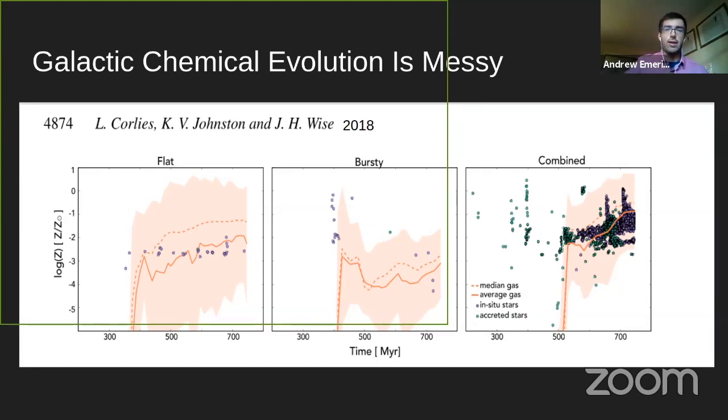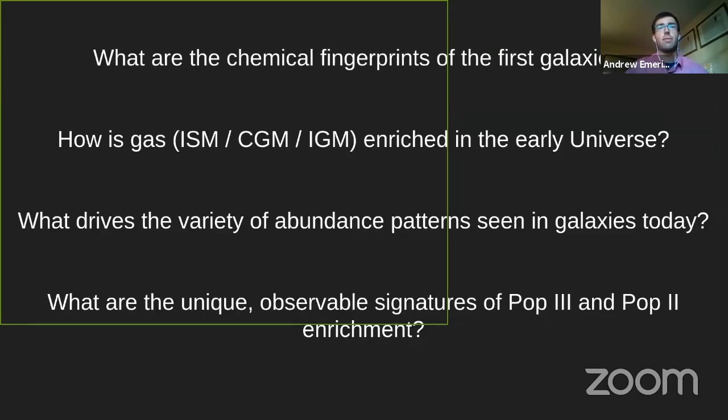And so, with all that in context, again, the questions I'm most interested in, which I think are broadly interesting to other people as well, I hope, are: what are the chemical fingerprints of the first galaxies? How is the gas from these first galaxies, the ISM and the CGM around them, and also the IGM, enriched in the early universe? And again, what drives the variety of stellar abundance patterns seen in galaxies today, both the scatter and spread within an individual galaxy, and also the galaxy-to-galaxy scatter, particularly for the very, very low mass dwarf galaxies that we see today? And what are the unique observable signatures of both Pop 3 and Pop 2 enrichment at high redshift?